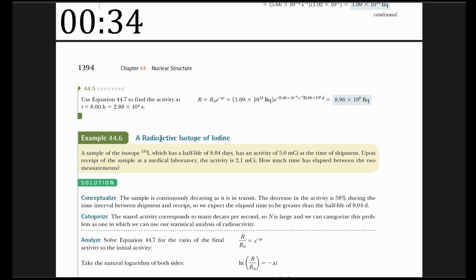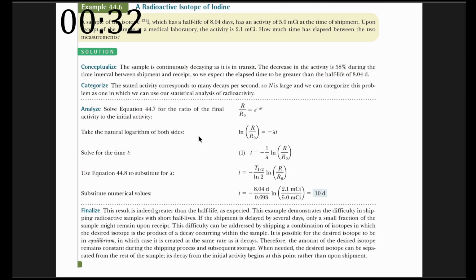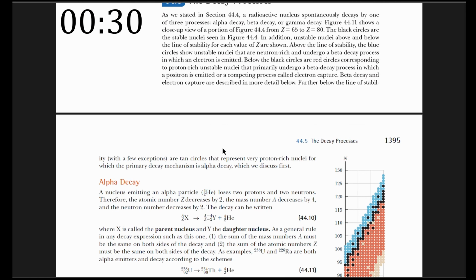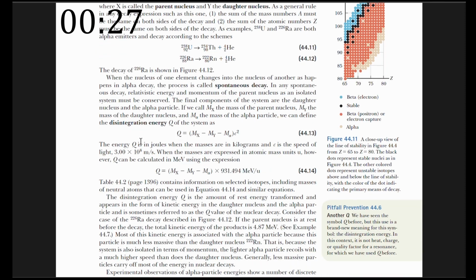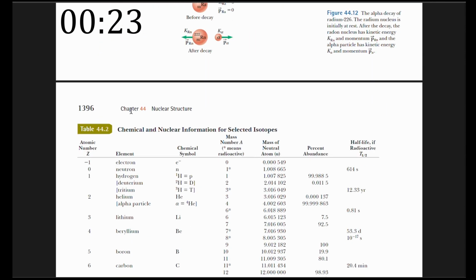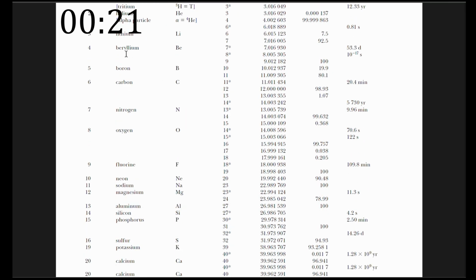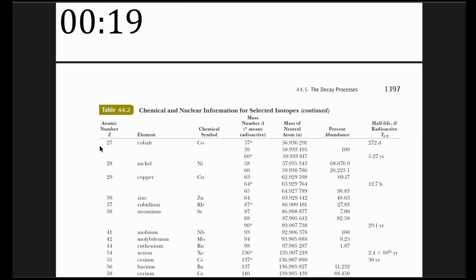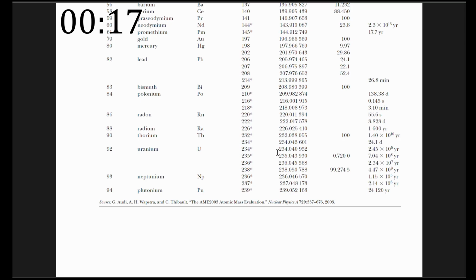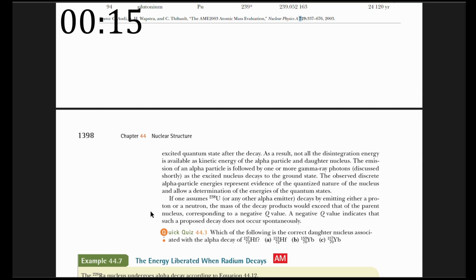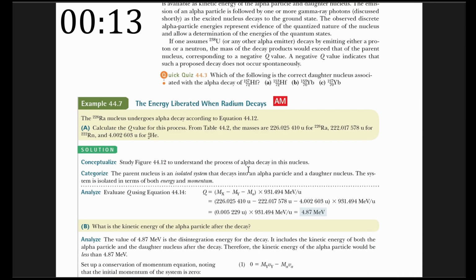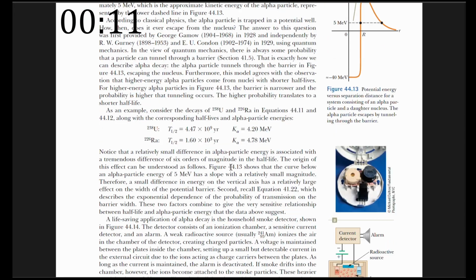Activity of carbon. Radioactive isotope of iodine. The decay processes. Okay, alpha decay. Spontaneous decay, disintegration. 24 seconds left. Chemical and nuclear information. Send this to your crush as well. This is a great way of getting some conversation started. Send them these things, this entire picture in HD quality. The energy liberated, 10 seconds.